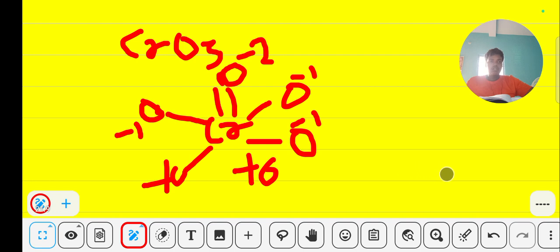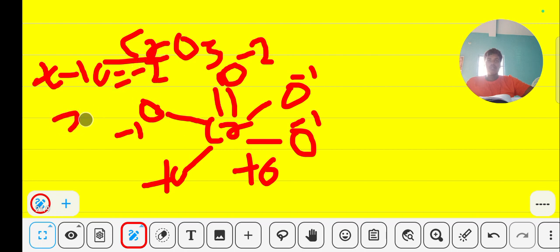Now when we calculate its oxidation number by the normal method, let's see. To calculate chromium by the normal method, we take x. x minus 10 is equal to minus 2. So it will come +8. So it is the average oxidation state. Now let's talk about another structure.